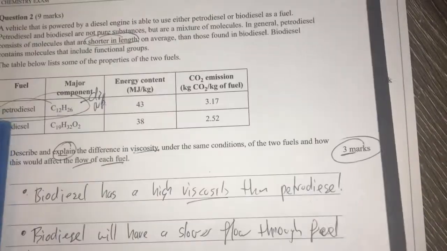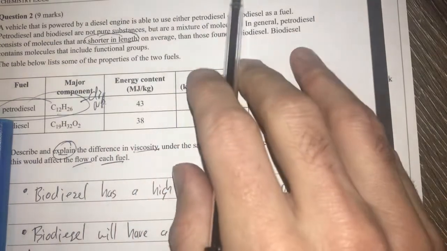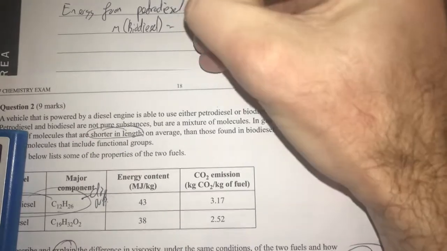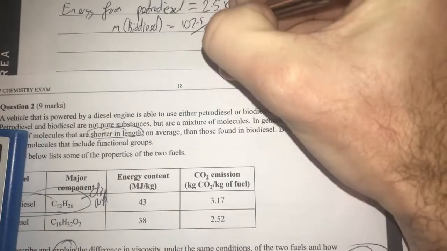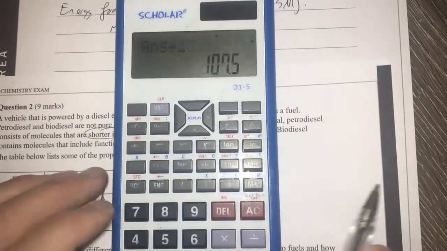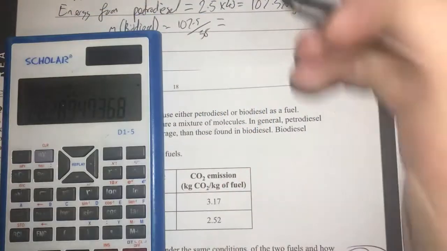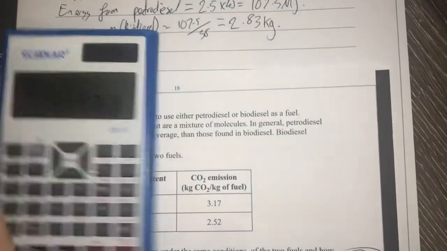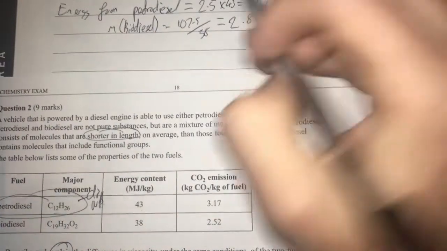So therefore the mass of biodiesel is, take the energy that you've got, divide it by how much energy is released per kilogram, and you're going to get your kilograms. So I'm going to take my energy and divide that by 38, because I know that's how much energy is released by 1 kilogram. So therefore I take my number again, divide that by 38. It's going to be 2.83 kilograms there. And that's how many kilograms of biodiesel I have.